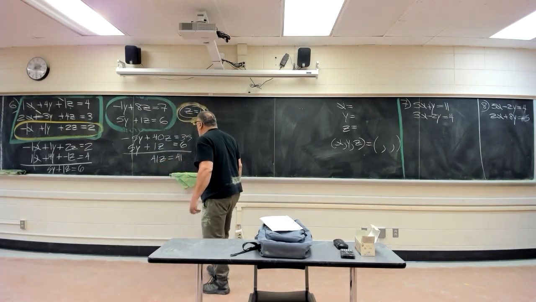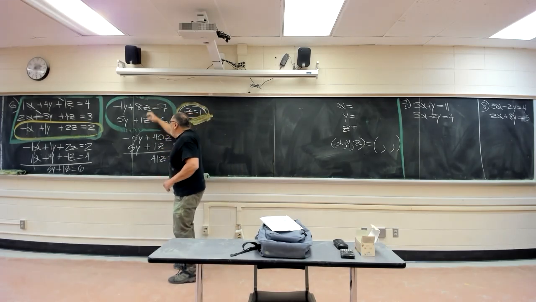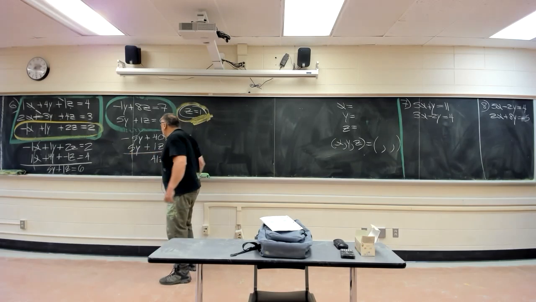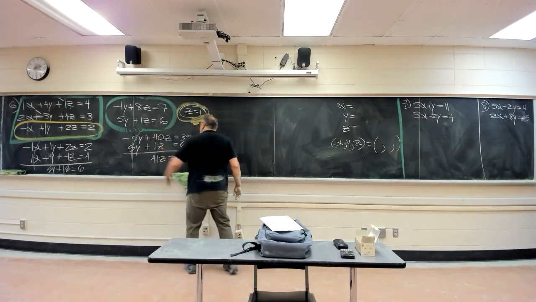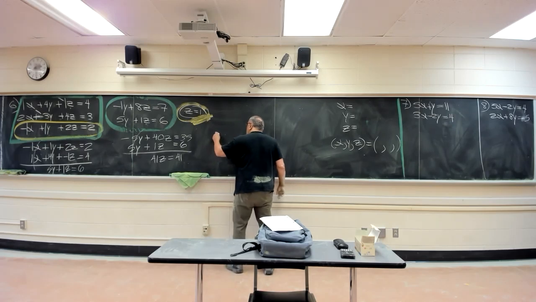If z is equal to 1, let's go back to one of these two. Let's start working our way back that way a little bit. But if z equals 1, let's go into here. Let's take the 5y plus 1z equals 6. Z equals 1.